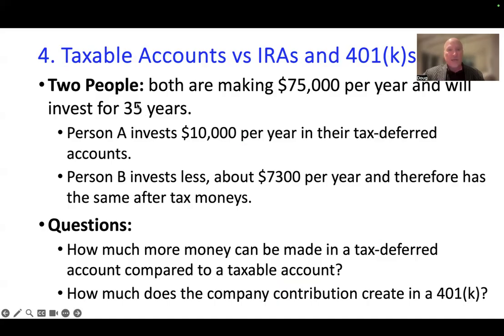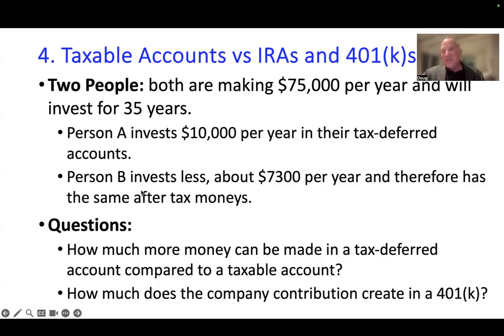So let's imagine two people. Both are making $75,000 per year, and they're going to invest for 35 years. You'll see that in the book where I say that's a good target number. Person A is investing $10,000 in their 401k or even their IRA, but there's a limit on how much you're allowed to put into your IRAs. Right now it's $7,000, but 401ks have a higher limit. So let's say they're investing $10,000 per year in their tax deferred account, their 401k.